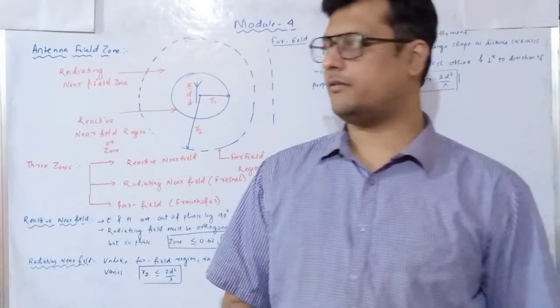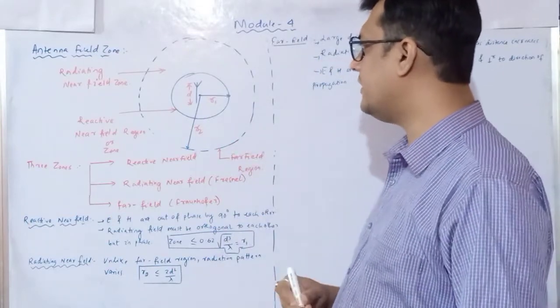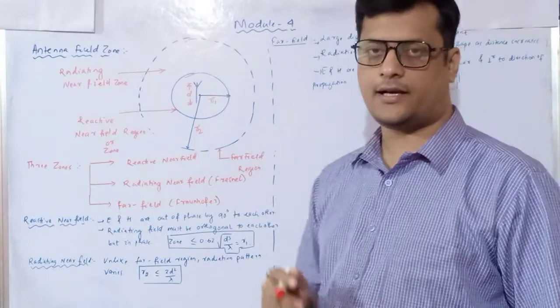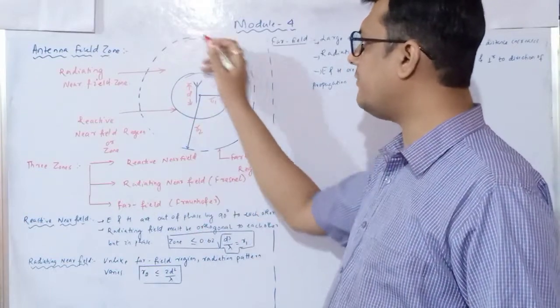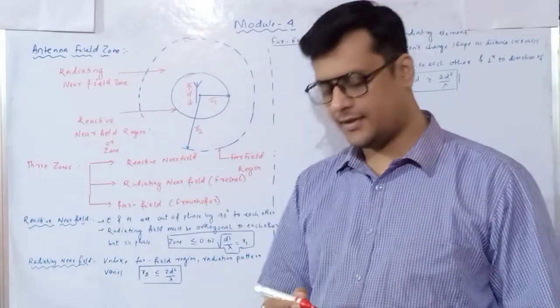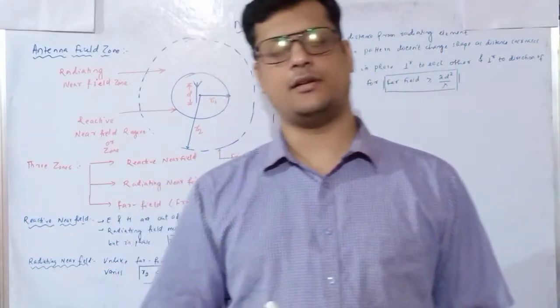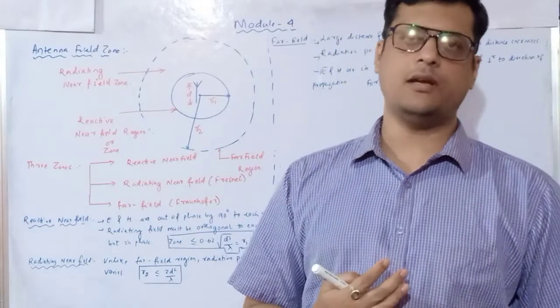Now in this figure you can see there is one radiating element, a small antenna-type element, and around that antenna one dark line and one dotted line. These lines are nothing but a distance, these lines are nothing but a zone, within which your radiating fields are going to be measured.